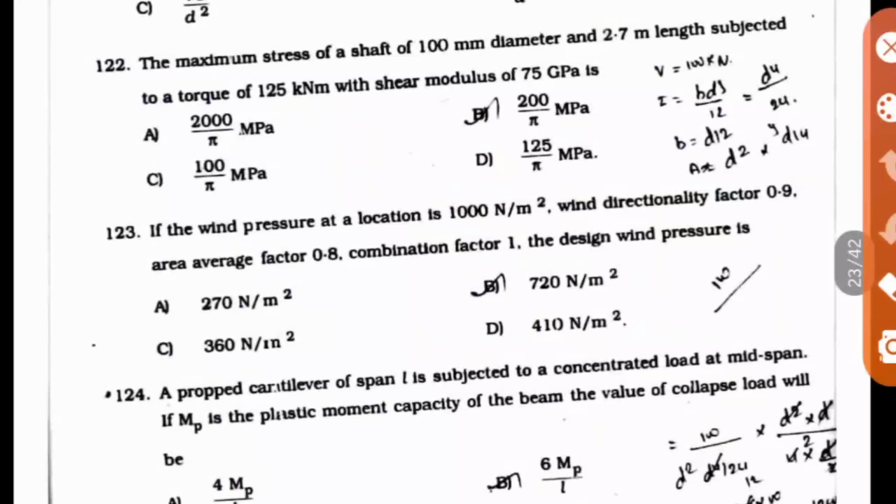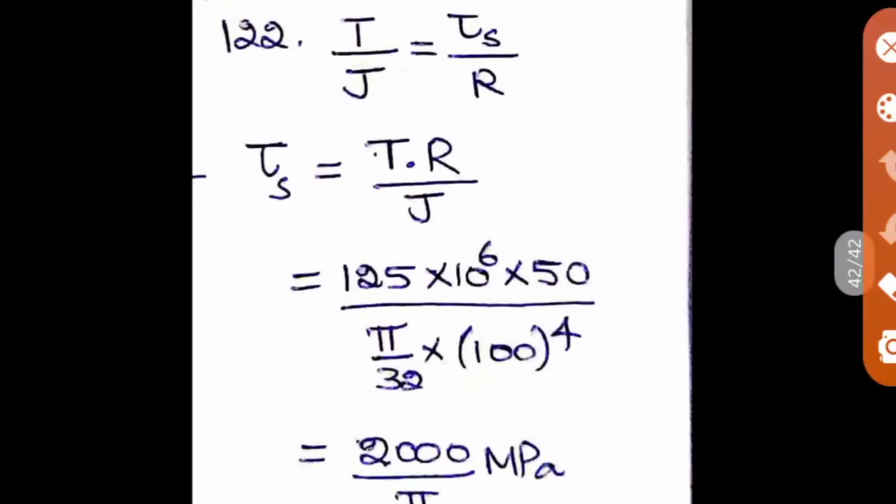Question 122. The maximum shear stress of a shaft of 100 mm diameter and 2.7 meter length subjected to a torque of 125 kilonewton meter with shear modulus of 75 GPa is what? So here they have directly applied the ratio T by J is equal to shear stress by R. So this is the formula, T by J is equal to tau S by R. So tau S only we want to find. So it is TR by J.